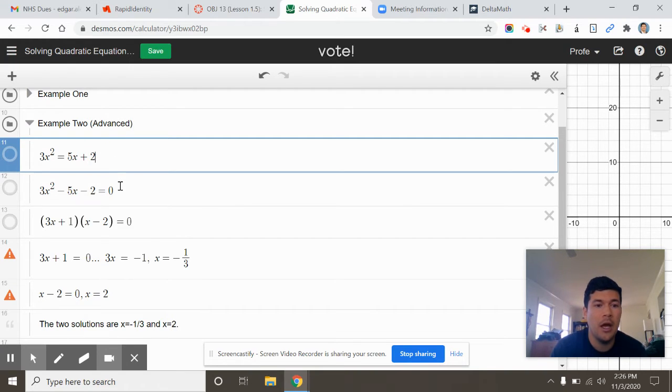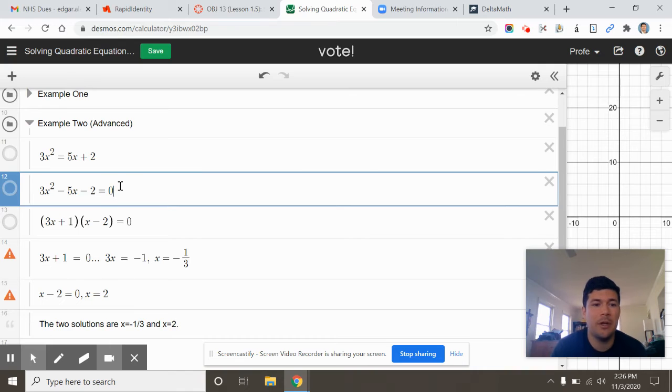First, I'm going to set my quadratic equal to 0, so I can see a, b, and c in standard form. All right, 3x squared minus 5x minus 2. I just subtracted both terms to the left side. Now it's equal to 0. Now I get to factoring.